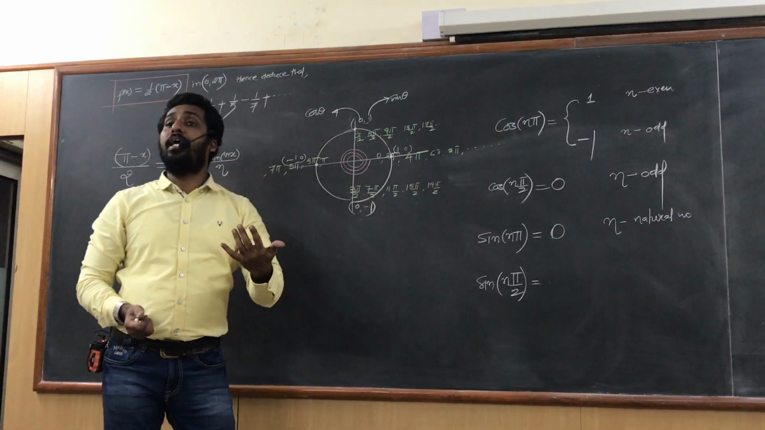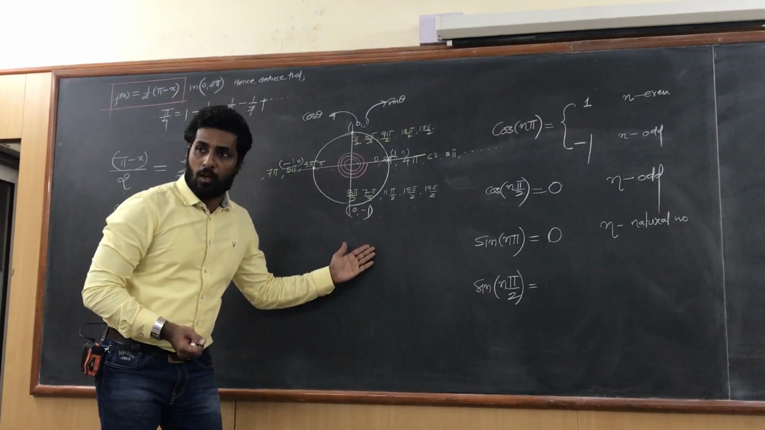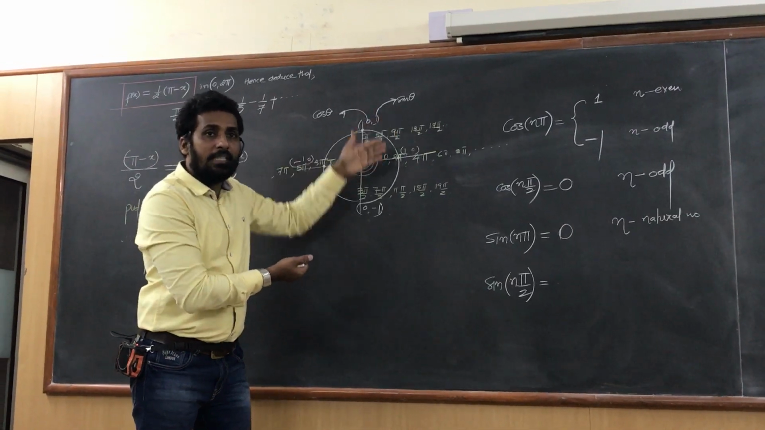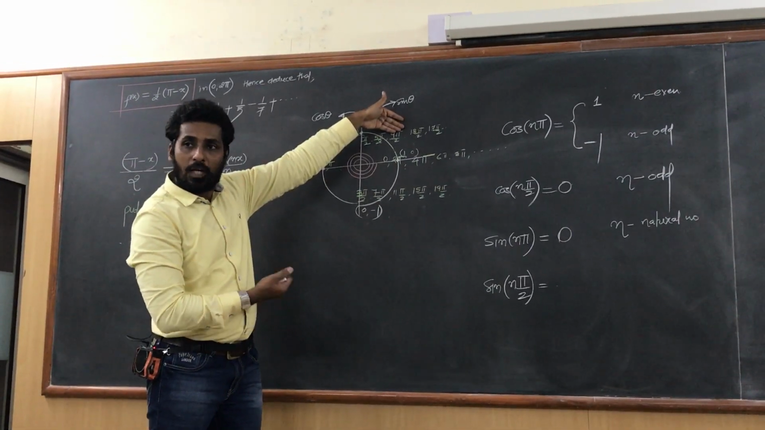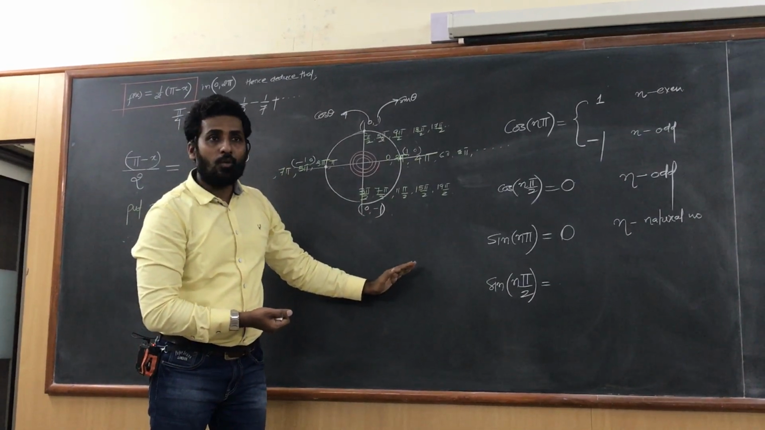If I now go ahead and ask you sin 3 pi by 2, what is your answer? Minus. Very good, -1. Sin 5 pi by 2 +1. Sin 7 pi by 2 -1. Sin 9 pi by 2 +1. Sin 11 pi by 2, minus. I'm getting it. सब कुछ समझ में आया?